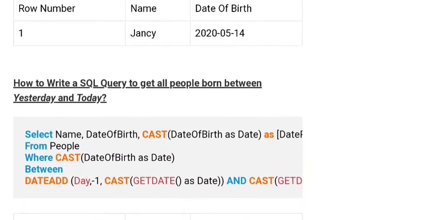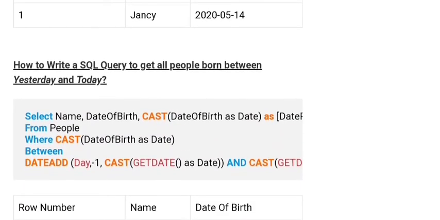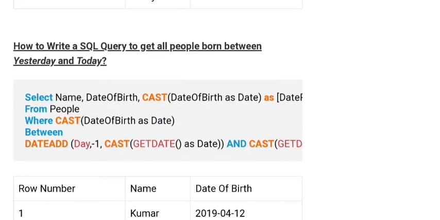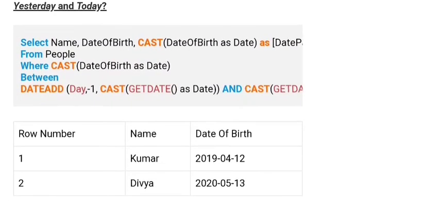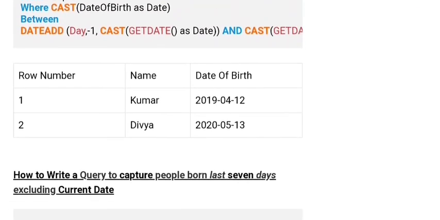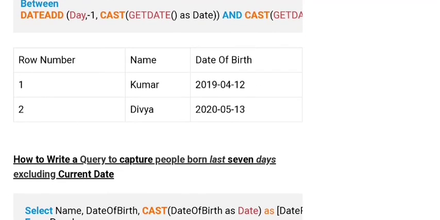So next query is how to write a SQL query to get all people born between yesterday and today. It is also very simple. Yesterday and today. Yesterday means minus 1, and today is the current date. Cast of current date and day minus 1. You know this. So we have only two records.